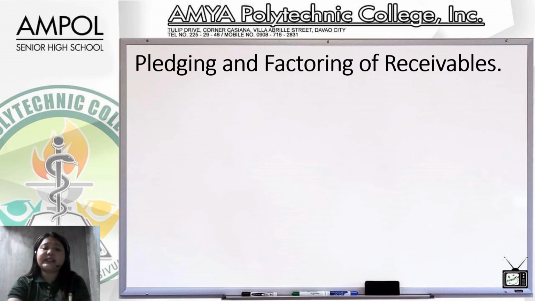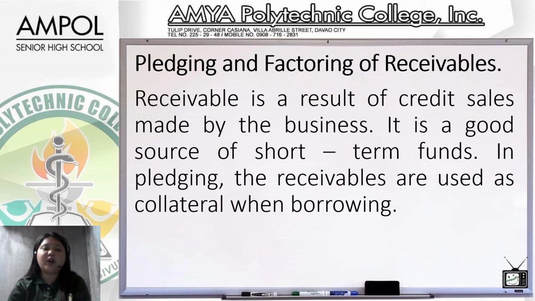And the last one is the pledging and factoring of receivables. Receivable is a result of credit sales made by the business, so it is a good source of short-term funds. In pledging, the receivables are used as collateral when borrowing.